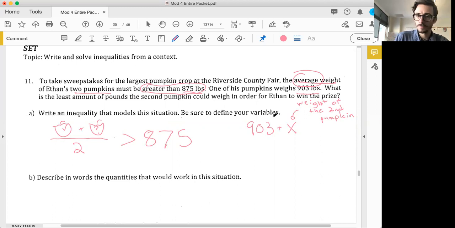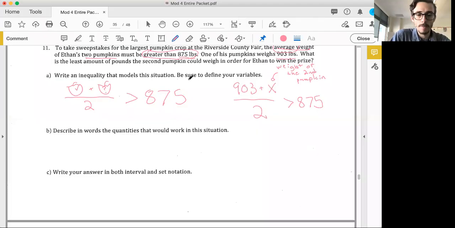Okay, sound good. And we know we're taking the average of this, so we want to divide by the number of pumpkins, which is 2. We know this has to be greater than 875. So there we go. We made an inequality that showed what was going on. Hope that helps. Part B has us describing in words the quantities that would work in this situation. Well, we could just solve this. I mean, why not? We're here.